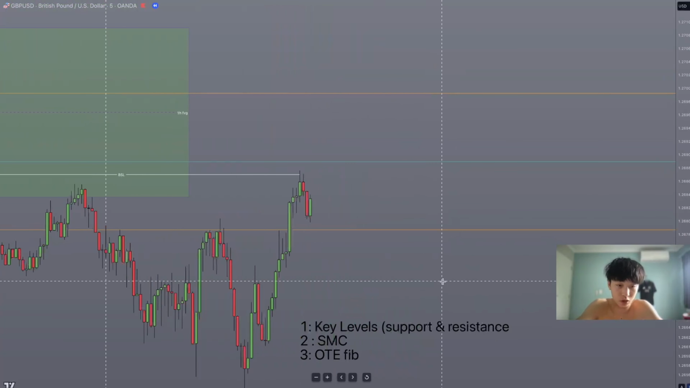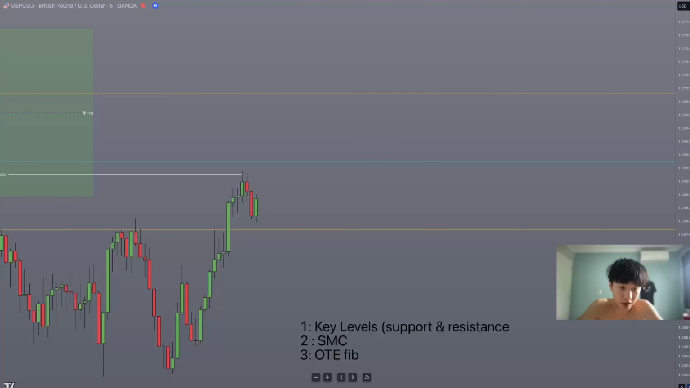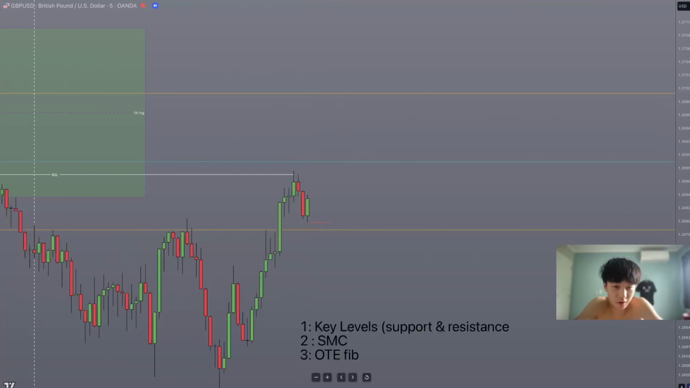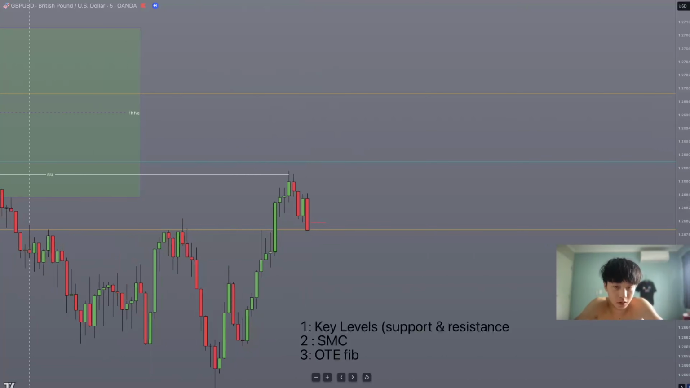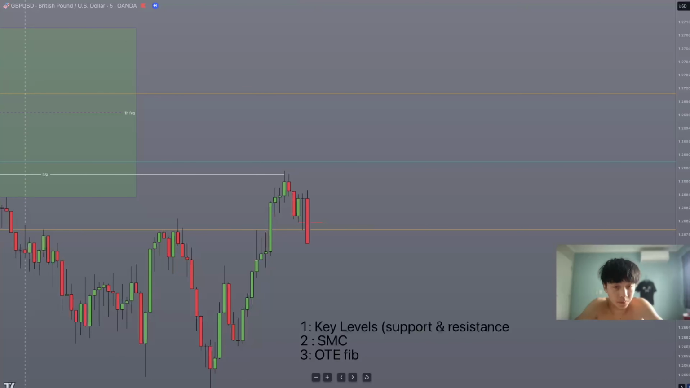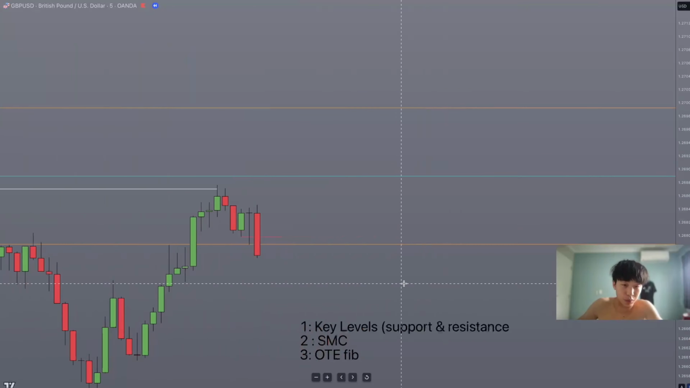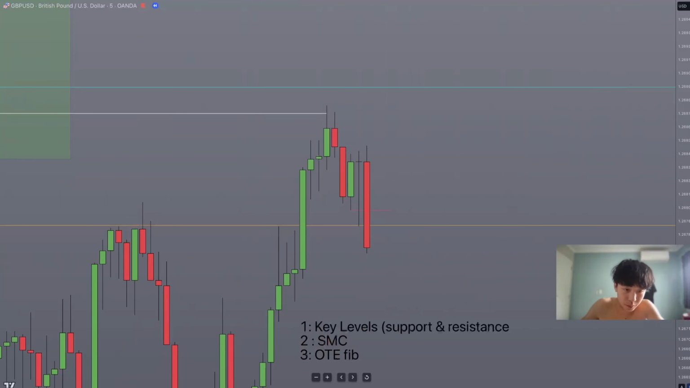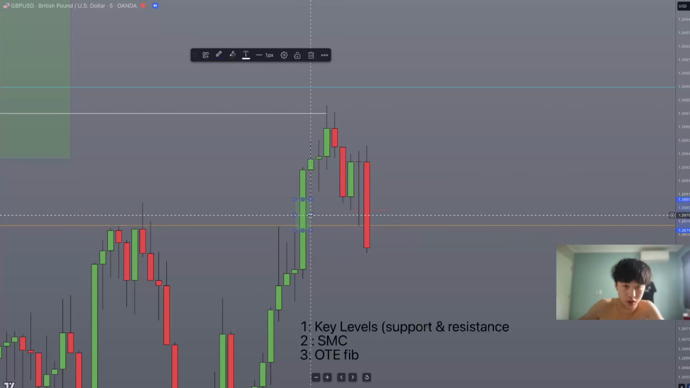What do we now want to look for? We want to look for a 5-minute break and a 5-minute fair value gap. Well, we can clearly see that there's a 5-minute low right here. So if this breaks, all we need is a 5-minute fair value gap. Sweet. And that's been broken. So we got a 5-minute break, but we don't have a 5-minute fair value gap bearish. We have one right here, which is bullish.